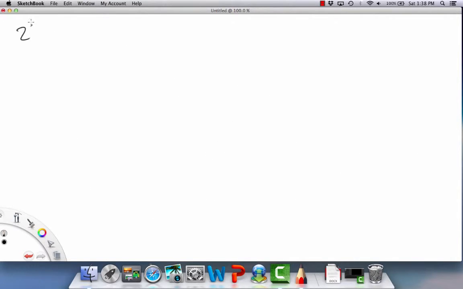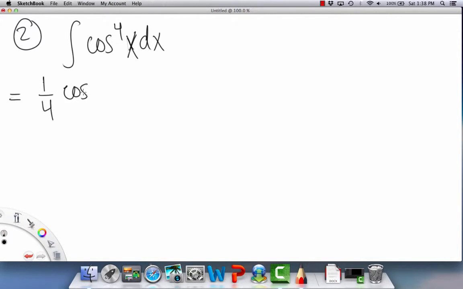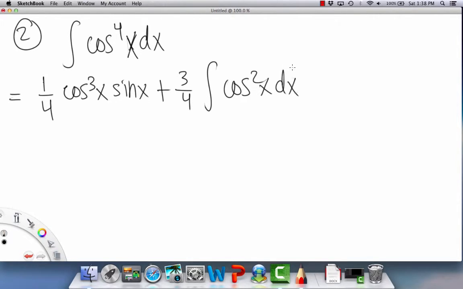Okay, so part 2 is this thing, the cosine to the 4th x dx. And this is where we're going to use the reduction formula, like I said before. So we actually got 1/4. So I believe I wrote this on a previous slide, 2 slides ago. So this is what it looks like once you apply the reduction formula thing, 2x and then dx.